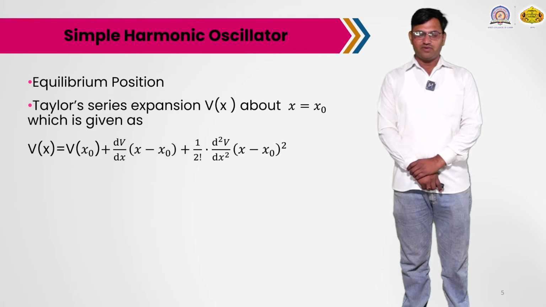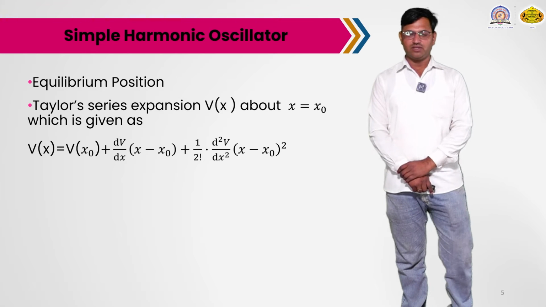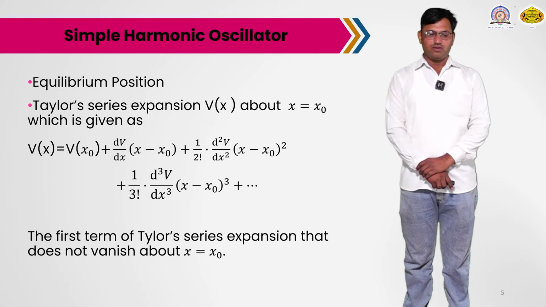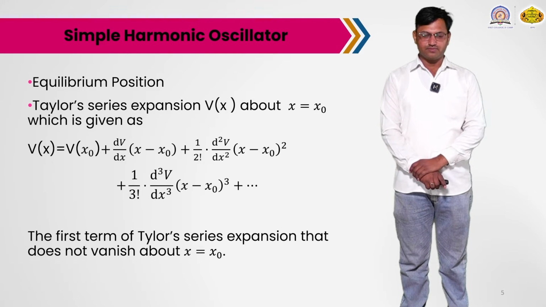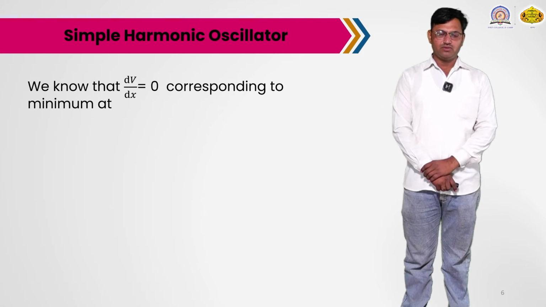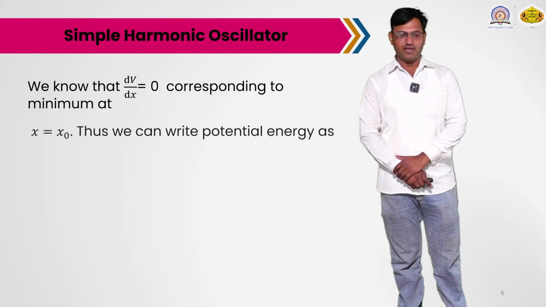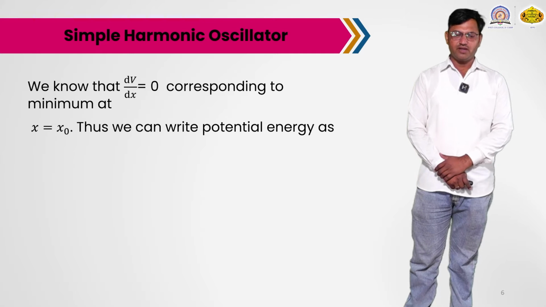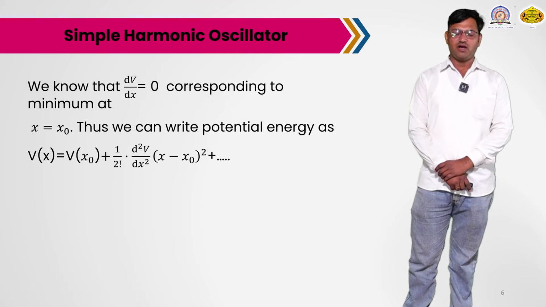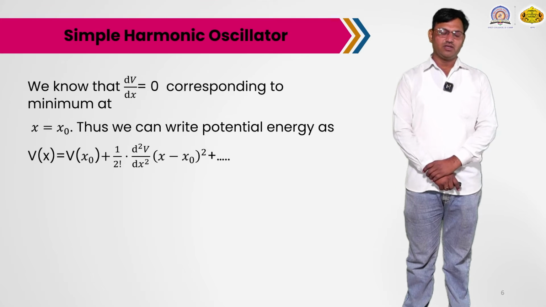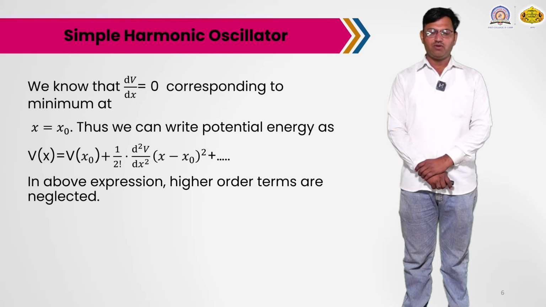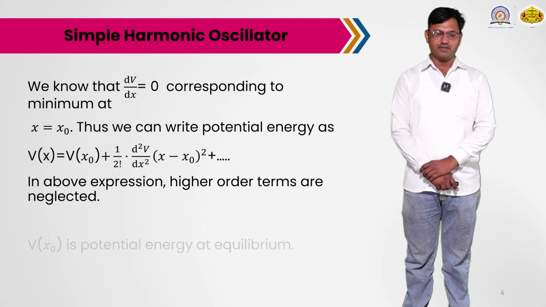Here the first term, dV upon dx times x minus x naught, is neglected, because we know that dV upon dx is equal to 0, corresponding to the minimum at x equal to x naught. Thus, we can write the potential energy as V of x is equal to V of x naught plus half into d square V upon dx square into bracket x minus x naught bracket square plus dot dot dot. In the above expression, the higher order terms are neglected.